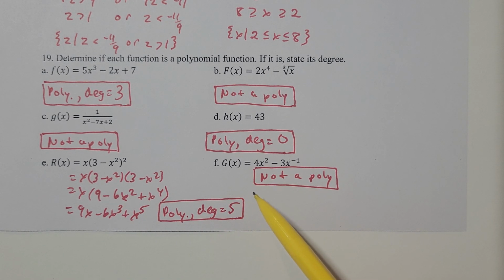The next one, g of x equals 4x squared minus 3x to the negative first power. Okay, so that's not going to be a polynomial because every single power of x is not a whole number. -1 is not a whole number, right? So again, a whole number is a number of the form 0, 1, 2, 3, 4, right? You can't have any negatives. You also can't have any fractional powers, like what we saw right here. Those are not polynomials.